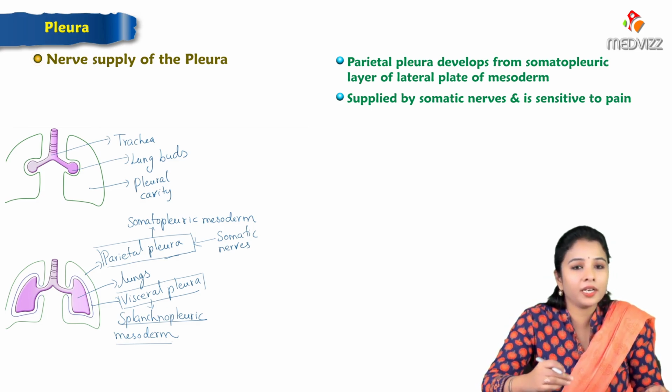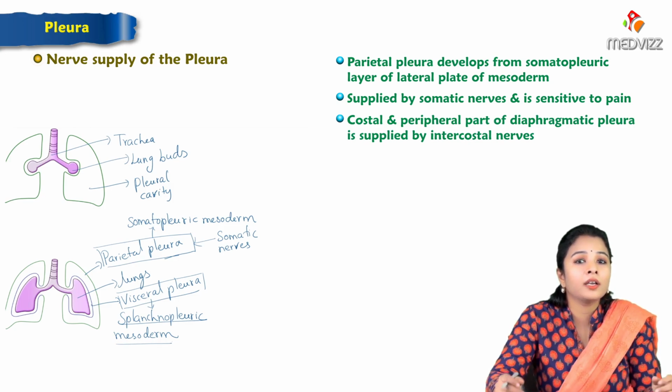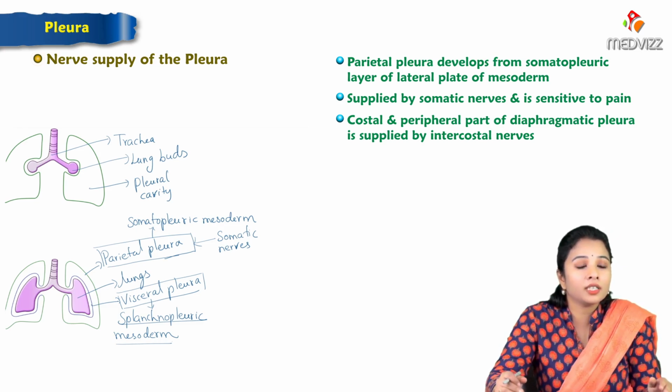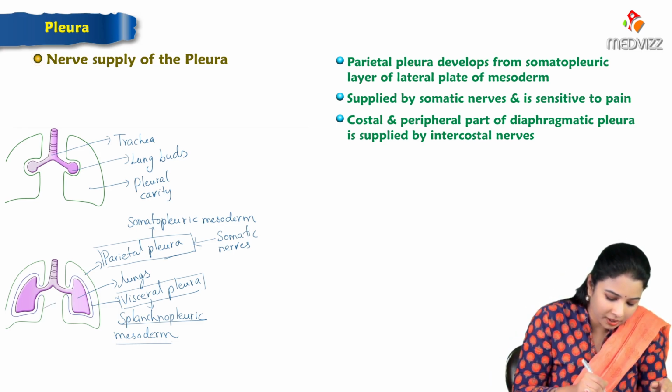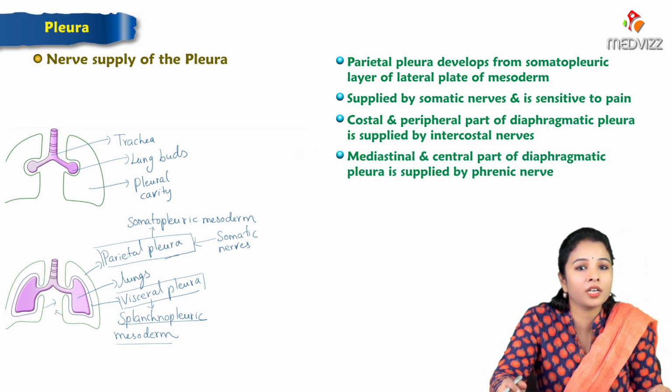If we see this parietal pleura, we know we divided it into costal part, diaphragmatic part, mediastinal part and cervical part. The costal part and peripheral part of the diaphragmatic pleura is supplied by intercostal nerves, whereas the mediastinal pleura, the medially present pleura, and the central part of the diaphragmatic pleura is supplied by the phrenic nerve, which supplies the diaphragm.